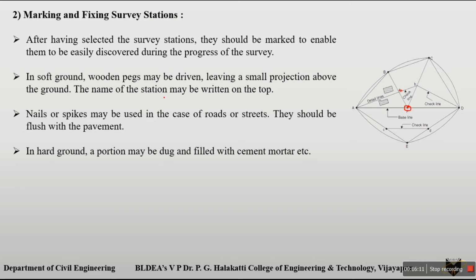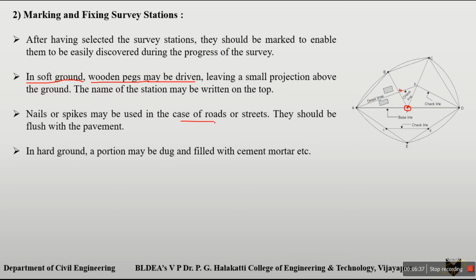If the field is soft ground, you can erect wooden pegs for marking the stations, that is A, B, C, D like that. The wooden pegs should just project above the surface of the ground. Clear?